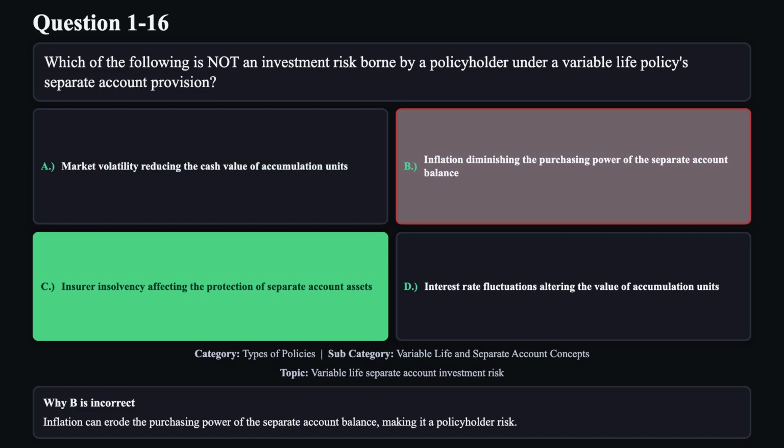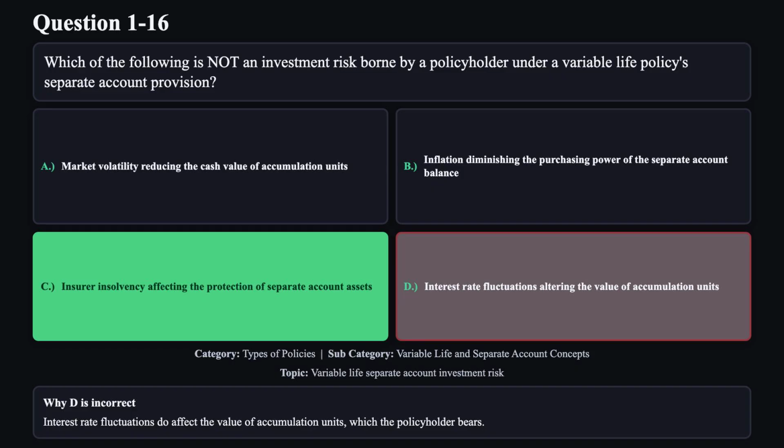Reason B is not correct. Inflation can erode the purchasing power of the separate account balance, making it a policyholder risk. Reason D is not correct. Interest rate fluctuations do affect the value of accumulation units, which the policyholder bears.